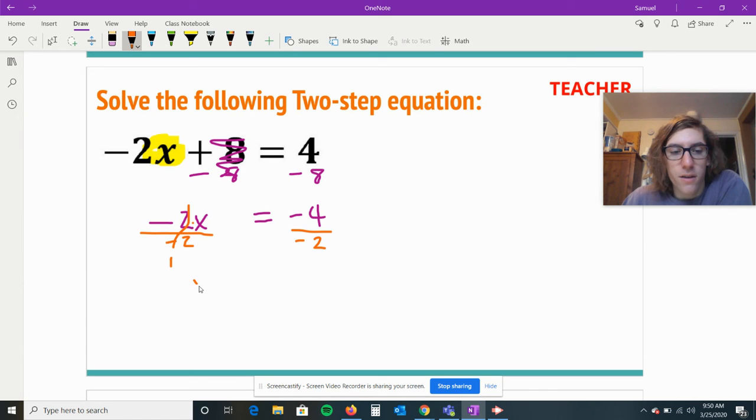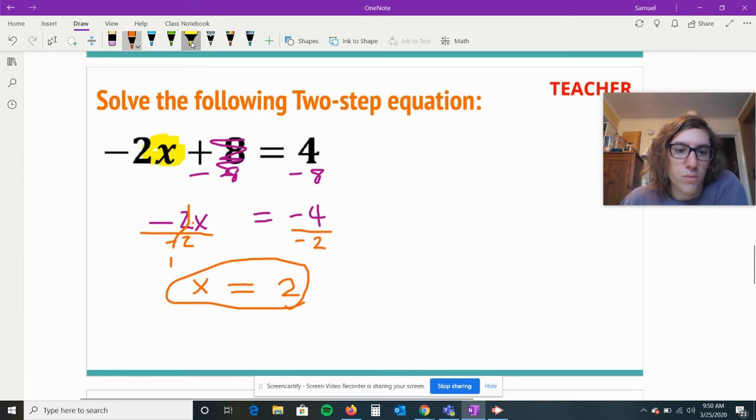And now we have x is equal to 4 divided by 2 is 2, and a negative term divided by a negative term is a positive term. So we have x is equal to 2. Again, if I wanted to check, plug it back in, right? 2 times negative 2 is negative 4. Negative 4 plus 8 would then be 4.